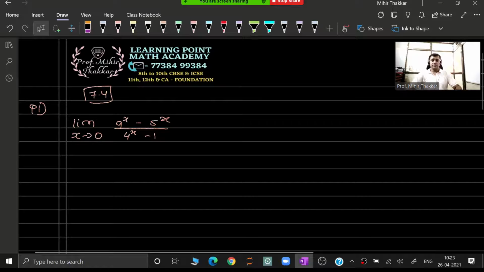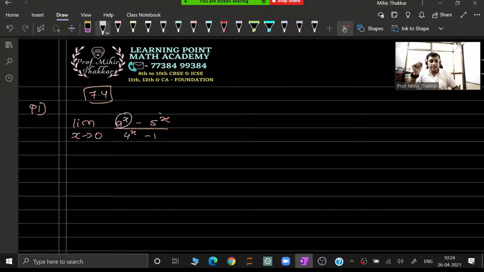So in this sum, guys, again you are given the exponential terms. So here also I have to use the same formula, which is a raised to x minus 1 divided by x. But the problem is that if you observe your numerator, I am given two different exponential elements, 9 raised to x and 5 raised to x. What is my formula? It is a raised to x minus 1 upon x, which needs to be adjusted over here as well as in the denominator.